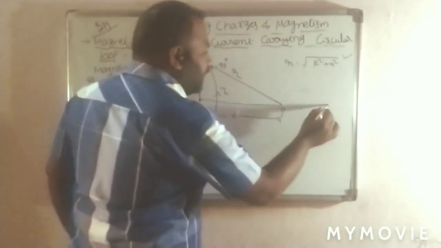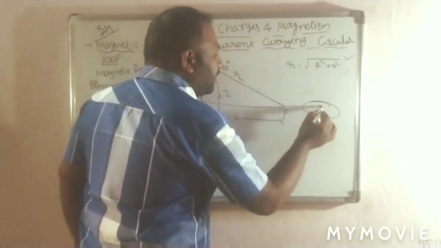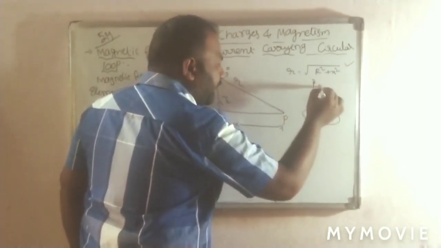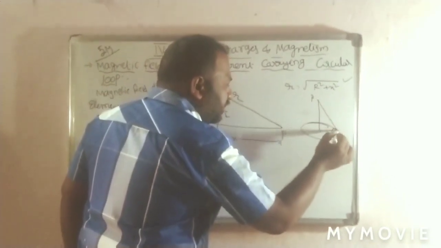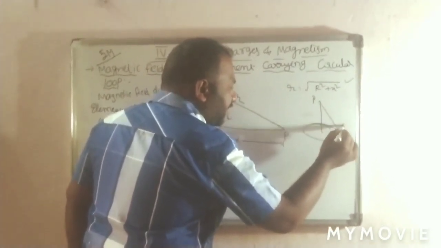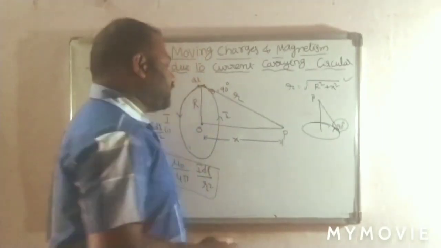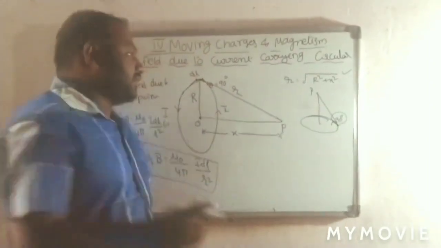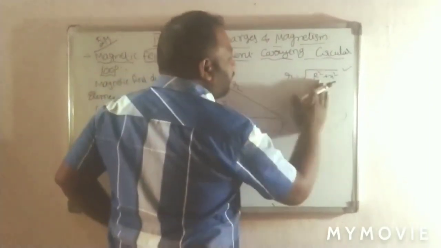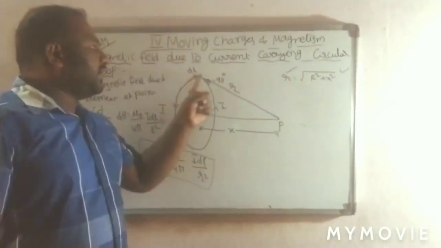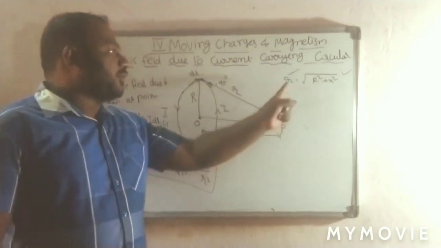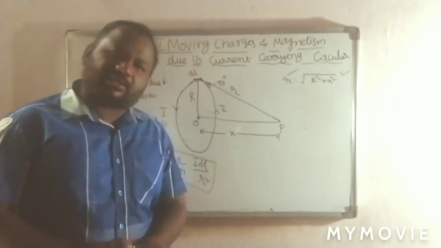So that is the circular coil. Here is the point P, and it is the distance between the element and the coil. The angle between these two is always 90 degrees. Remember this point. This is the one point you have to remember: the distance between the point and dl, the smaller r, is equal to root of R square plus X square.